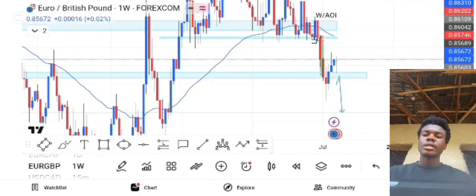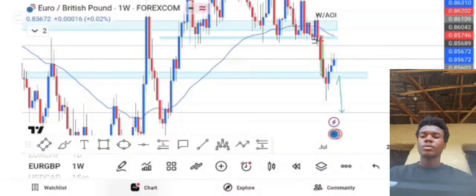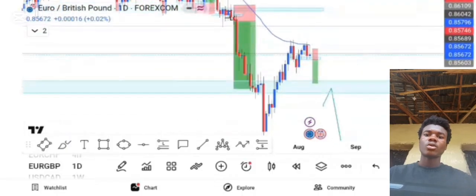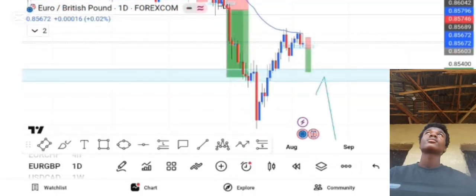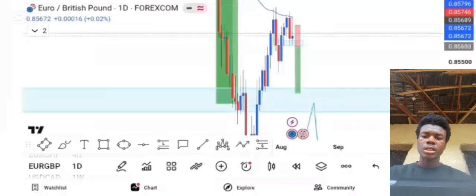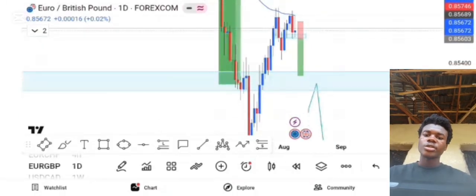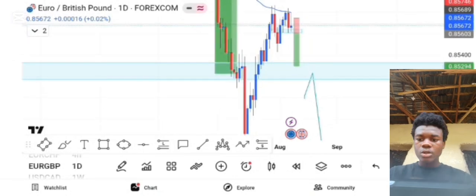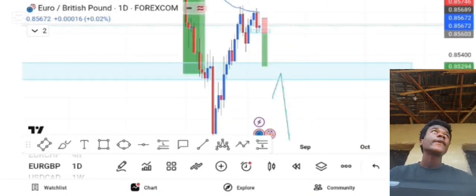So right now let's go to the daily time frame. As you can see, the daily time frame is currently cooking bullish. As you can see, it's a counter trend trade. The daily time frame is currently cooking bullish.